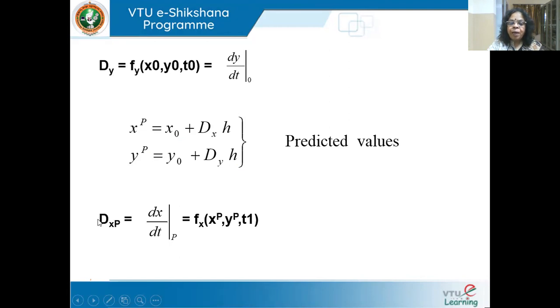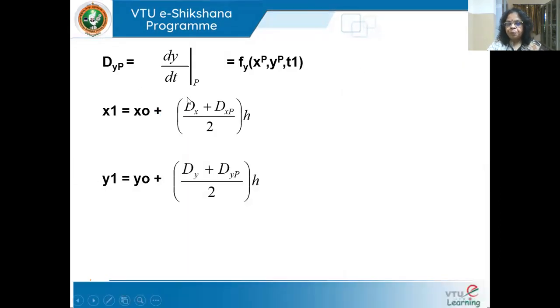And I calculate again the differentials using xp, yp and t1. t1 is what? t0 plus delta t, that means the time in the next iteration. So I recalculate dx and dy, that is the differentials dx by dt and dy by dt, with the predicted values. So I calculate dxp and dyp.